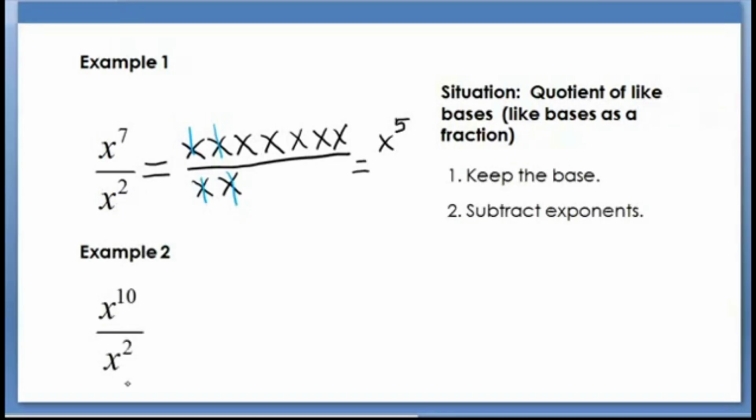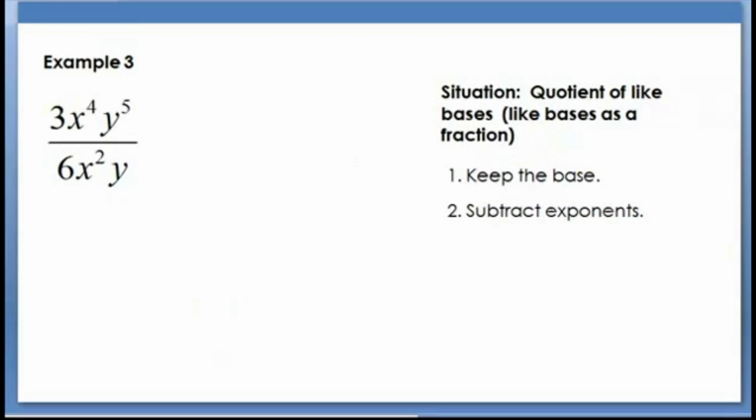So for example 2, we have a direct application of the rule. Like bases as a quotient or fraction, we will keep the base and subtract the exponents. 10 minus 2 is 8. Example 3 looks like a much more difficult problem, but it is really just 3 small problems put together. We have numbers, we have x's, and we have y's.